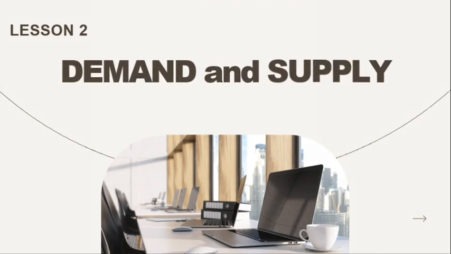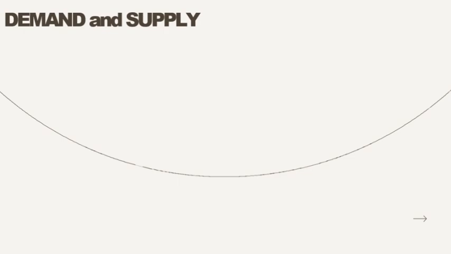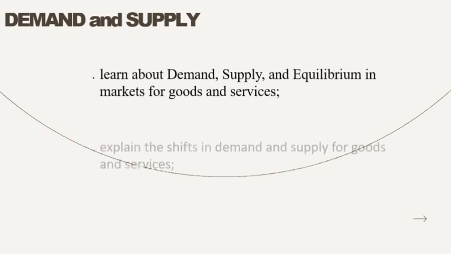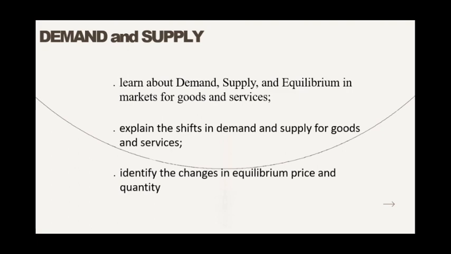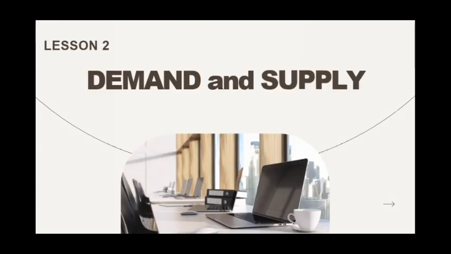Today, we're going to focus on lesson 2 of our learning experience in microeconomics, which is all about demand and supply. In this lesson, we will focus on demand and supply, how buyers and sellers interact, and how they affect market prices. So at the end of this video, everyone is expected to learn about demand, supply, and equilibrium in markets for goods and services, explain the shift in demand and supply for goods and services, and to identify the changes in equilibrium price and quantity. Ready? Let's go!